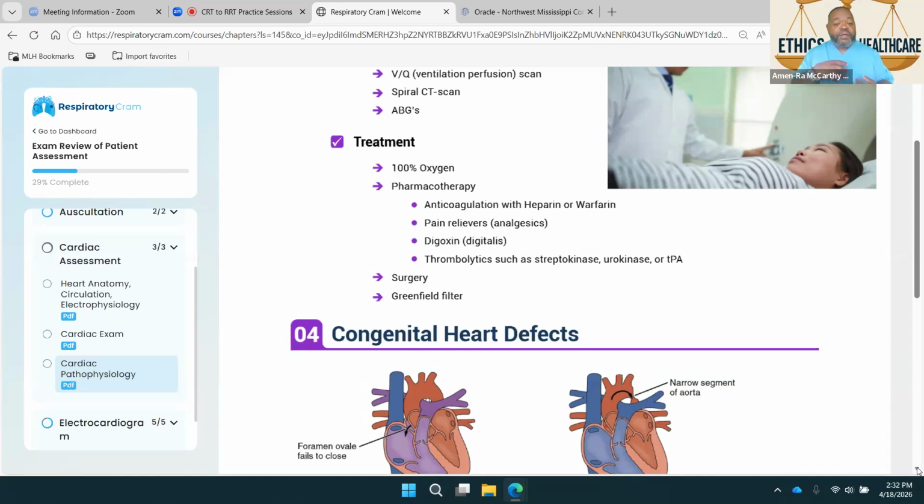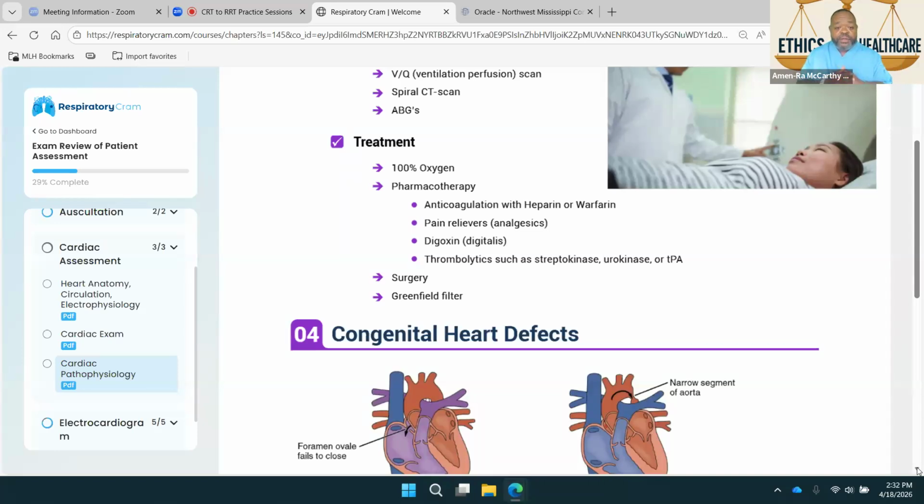Pain relievers, because a PE can cause pain. That's when people grab their chest and fall over because that blood clot has caused pain, right? Again, here goes your special drug, digoxin, right? Because there's ventilation, but there's no perfusion, so let's help that perfusion by giving more oxygen, making the heart pump harder, right? Anything we can do to help that perfusion.